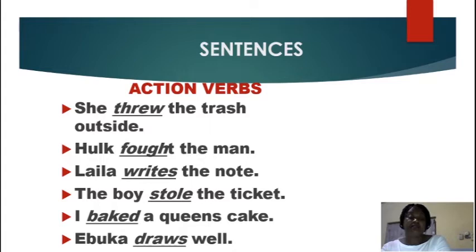The fourth sentence or the fifth one is the boy stole the tickets. The next sentence is I baked a queen's cake. The last one is Ebuka draws well. Now all the words underlined and written in italics are verbs.